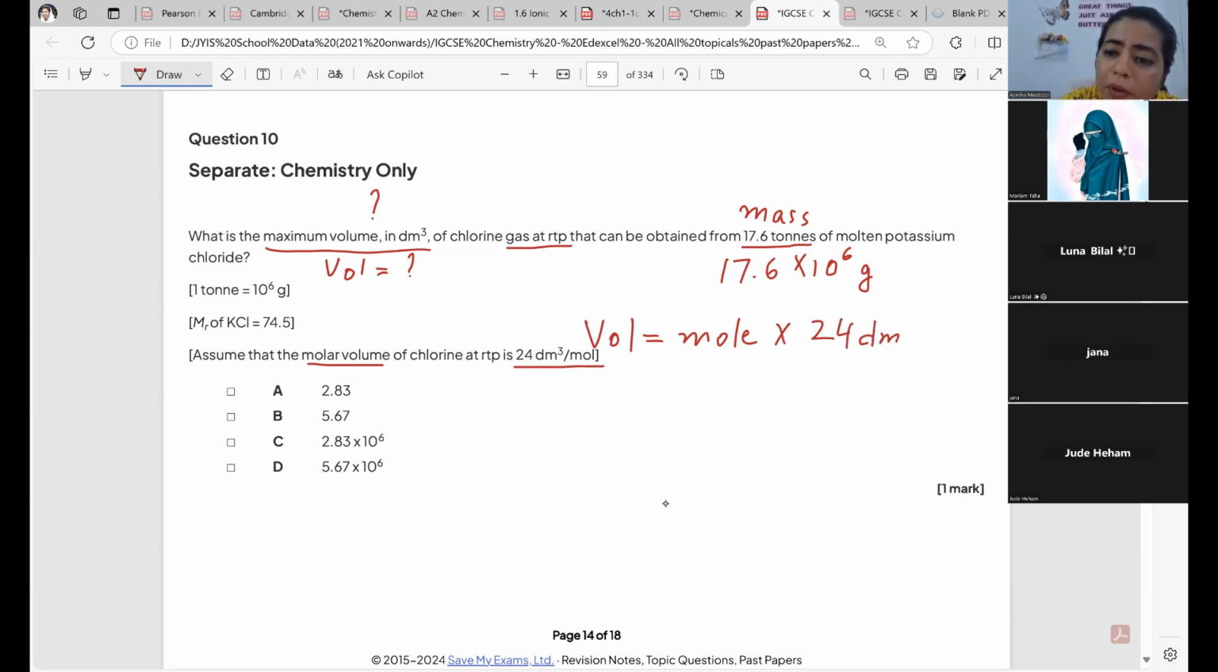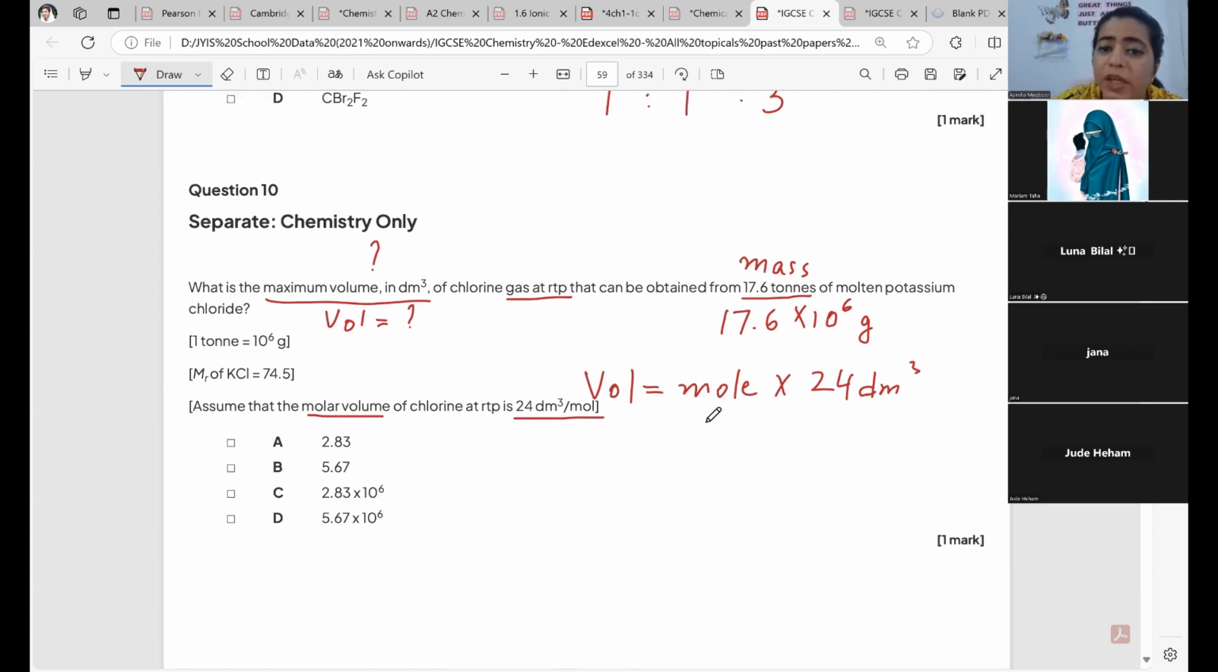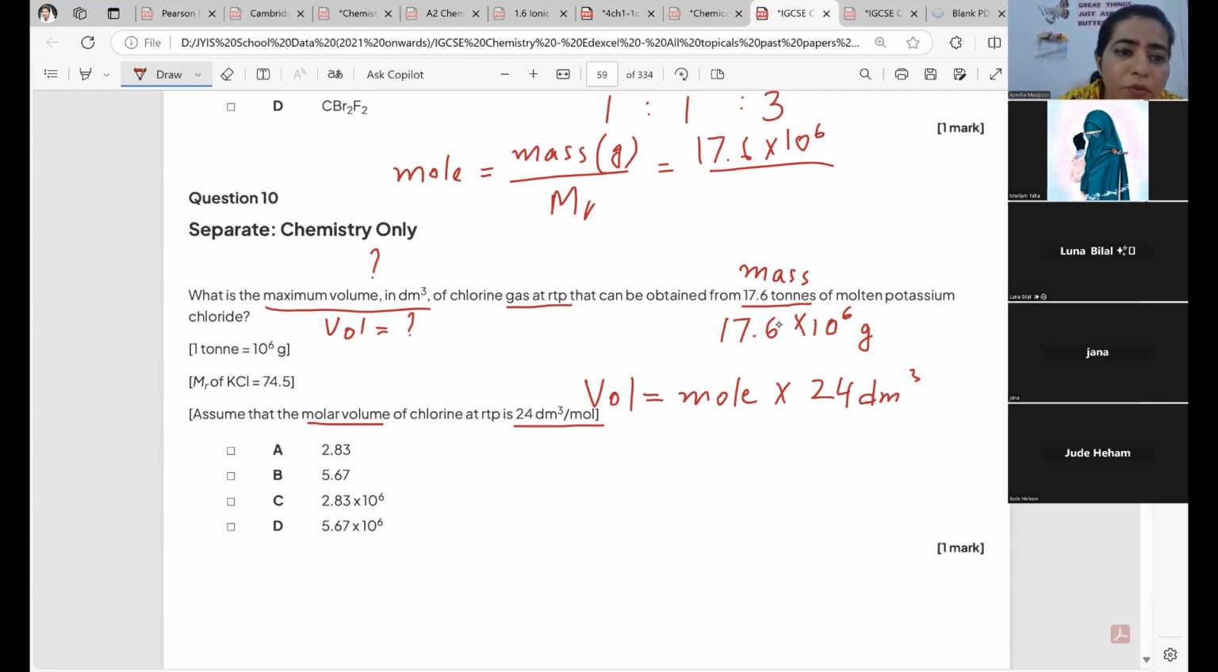But where are the moles? We don't know, we have to find them by the grams and the molecular mass. So first we need to find the moles, which is mass in grams divided by molecular mass. Mass is provided to us already, so we just divide them. MR is given to you, 74.5. Tell me the moles. How many did you get?